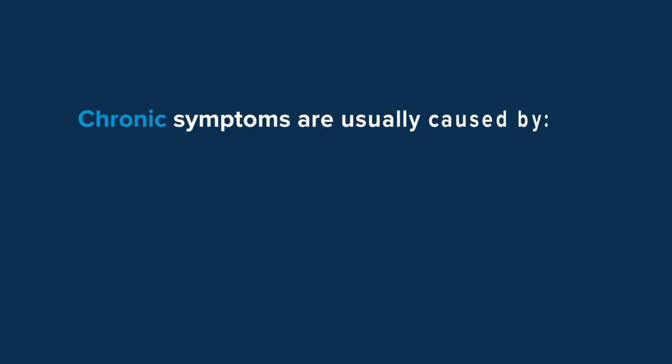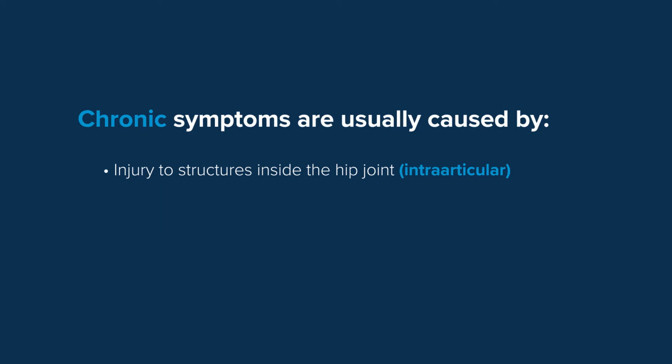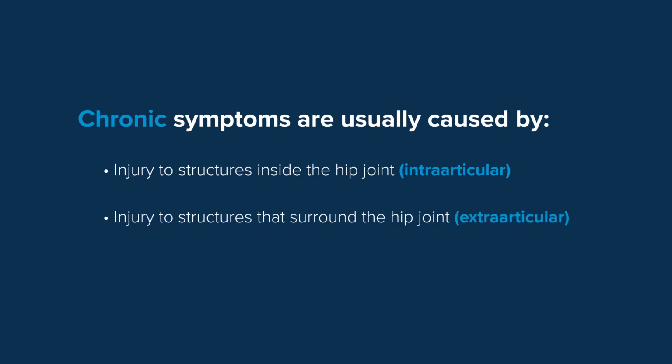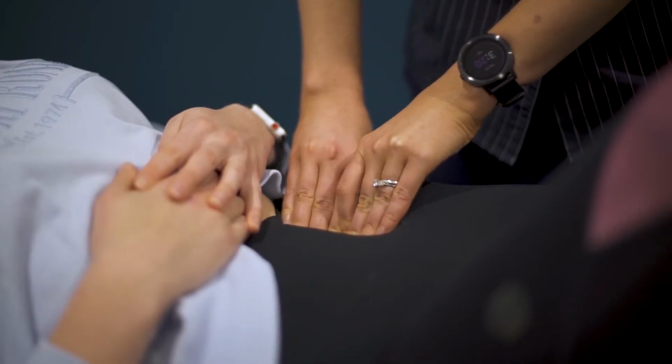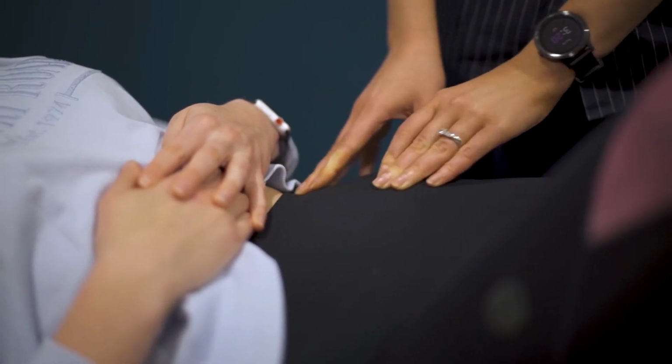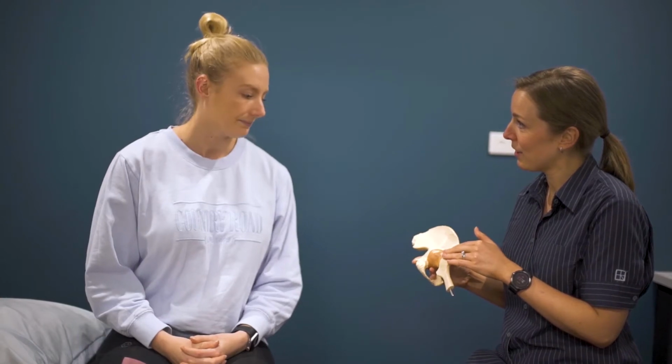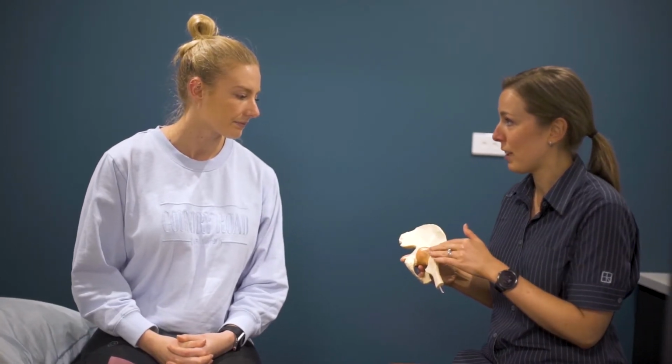The causes of these symptoms are usually either from injury to the structures inside the hip joint, intra-articular, or from structures that surround the joint, extra-articular. In some instances, hip and groin pain may be referred from your low back and spine rather than your hip. Hip pain can occur slowly over time.